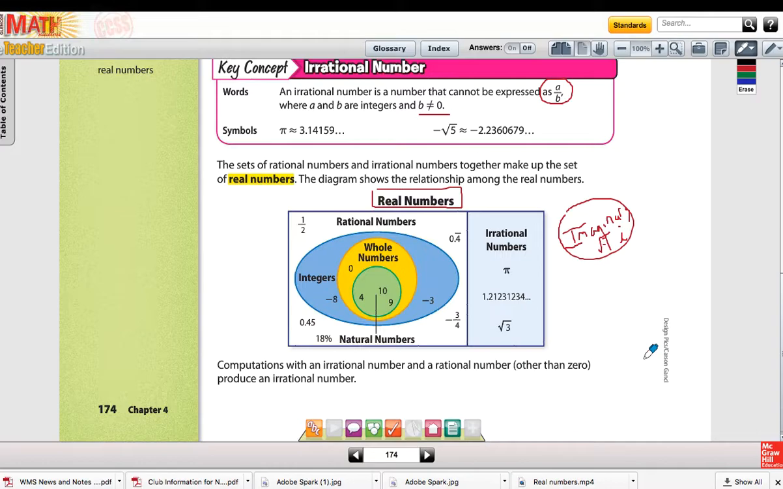So computations with irrational numbers and rational numbers produce an irrational number. So if I multiply, let's say 3 times the square root of 5, then I'm going to get an answer of 3 root 5. And if I actually took the square root of 5 and multiplied by 3, I would get an irrational number. So computations with rational and irrationals give you an irrational number.